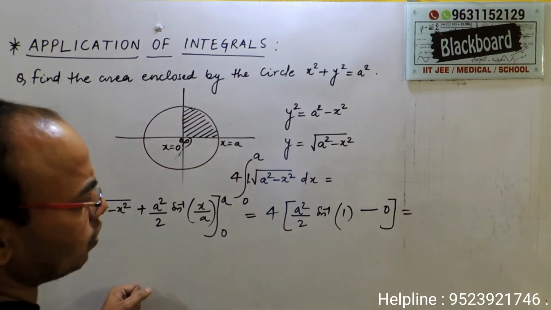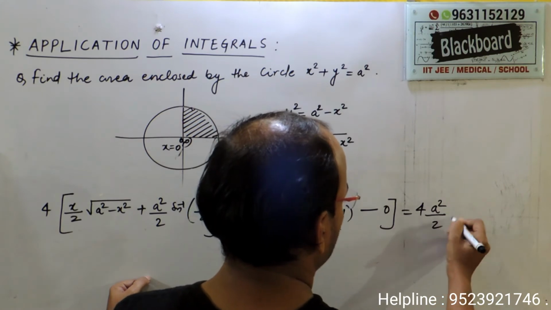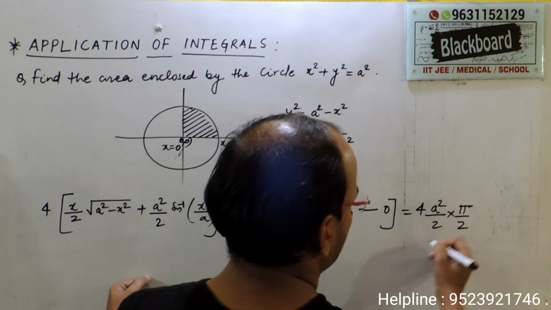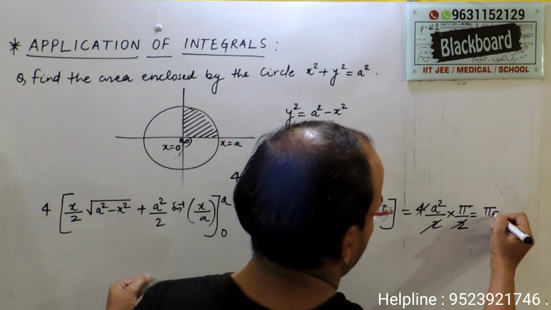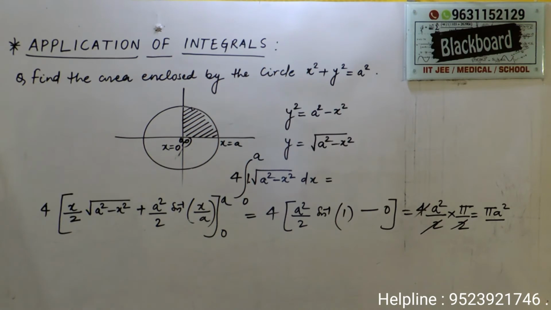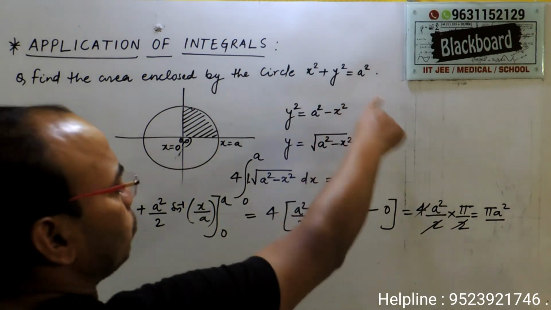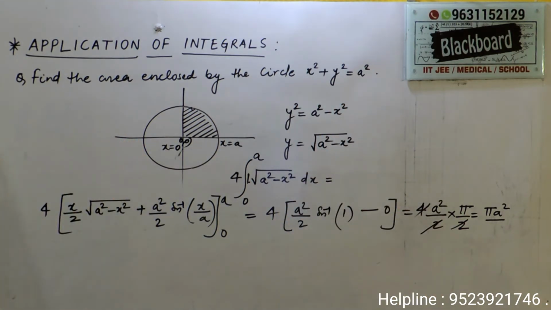Now sine inverse 1 is here pi by 2, that means 4 a square by 2 into pi by 2, that means 2 cancel. That means pi a square is the area of this circle. तो ये हमारा फॉर्मूला जो है निकल गया, सर्कल के एरिया का फॉर्मूला. जब रेडियस उसका a हो, उस केस में पाई a स्क्वायर इसका फॉर्मूला होगा.